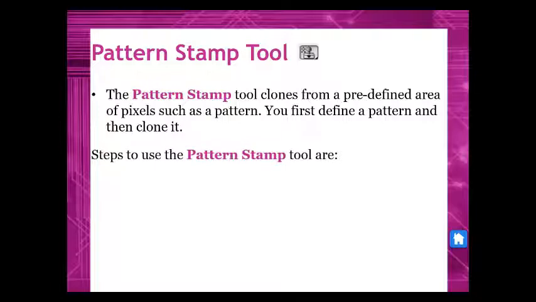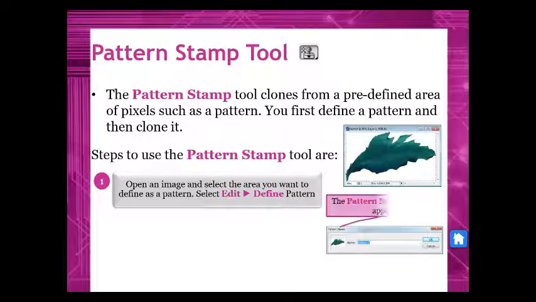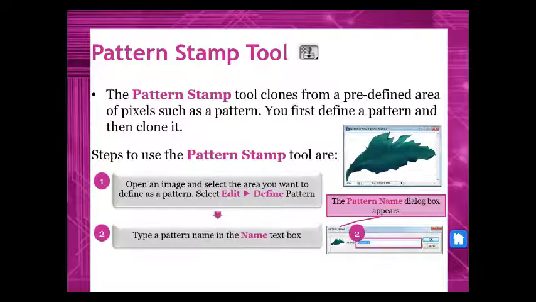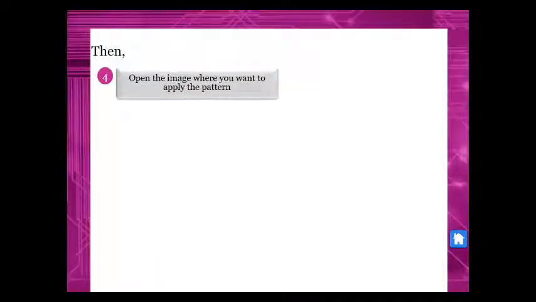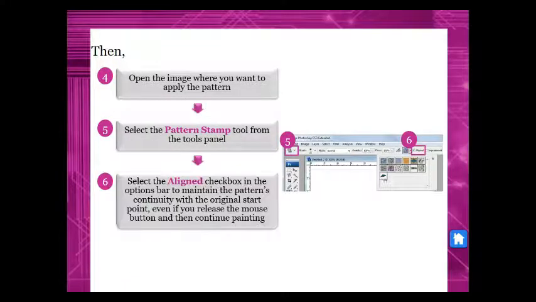Steps to use a pattern stamp tool are: open an image and select the area you want to define as a pattern. Select Edit, Define Pattern. Type a pattern name in the name text box. Click OK. Then open the image where you want to apply the pattern. Select the pattern stamp tool from the tool panel. Select the Align checkbox in the options bar to maintain the pattern's continuity with the original start point.